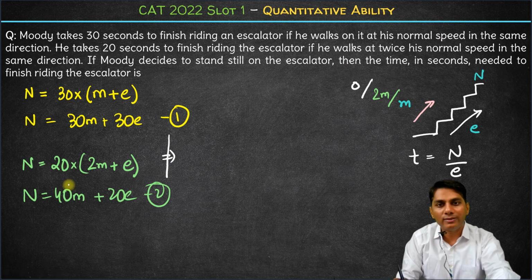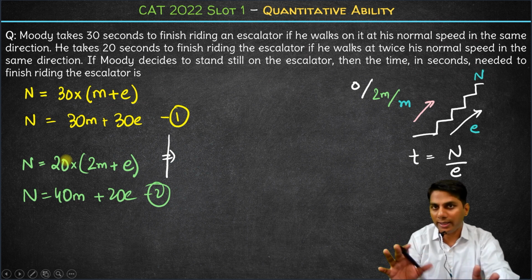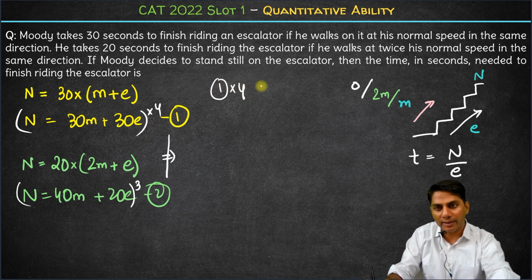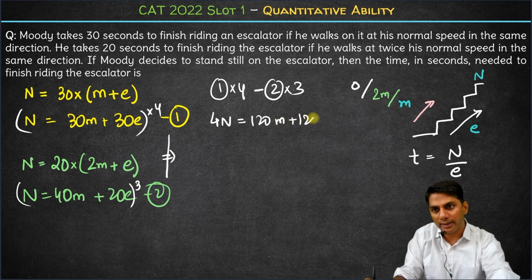We have these two equations. Let's eliminate m. We don't want m, right? So let's multiply this with 4 and this with 3 and subtract. So what we are doing is the first equation multiplied by 4 and subtract the second equation multiplied with 3. So we'll have 4n equal to 4 times 30, which is 120m plus 120e, and we are subtracting thrice the second equation, which is 3n equal to 120m plus 60e.